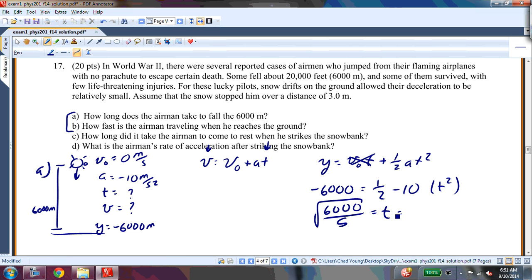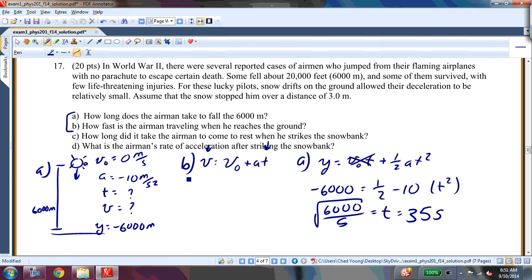That's the square root of 1,200, which is equal to 35 meters per second. Or excuse me, not meters per second, that's seconds. These guys fell through the air for 35 seconds. Now, that doesn't seem like very long, but I'm sure when you're falling towards the ground, it seems like forever. All right, so that was part A.